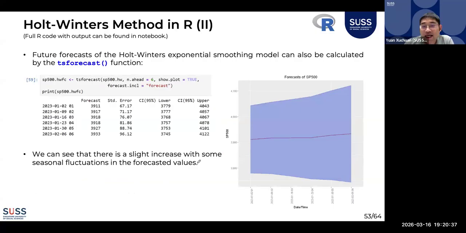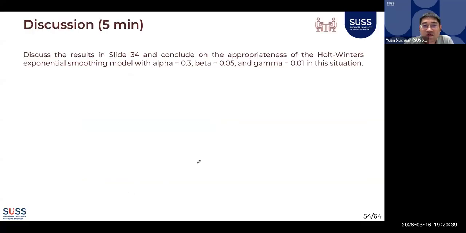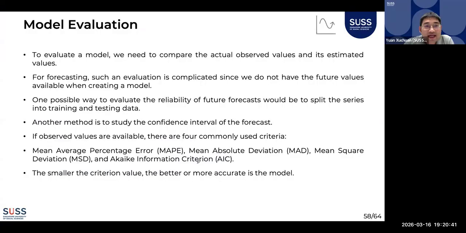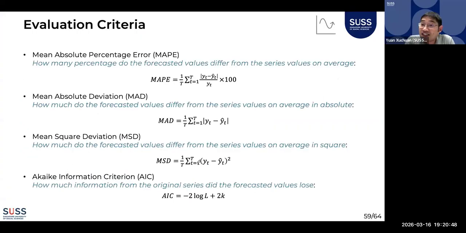Then you can use the TS forecast function to do the forecasting. Okay. And now the last part we discussed was model evaluation. Basically, you may fit different models. For example, even if you use simple exponential smoothing, you might use different alpha. Which model is best? Which model is better?